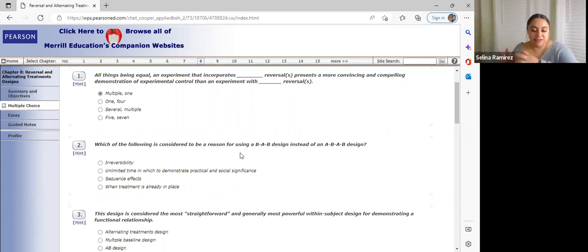Okay, and so now that we answered it without looking at the answers, then our choices are irreversibility, no. Unlimited time in which to demonstrate practical and social significance, no. Sequence effects, they both might have sequence effects, or no, I don't think either one has sequence effects because they don't have multiple treatments, so no. When treatment is already in place. What do you guys think? D?